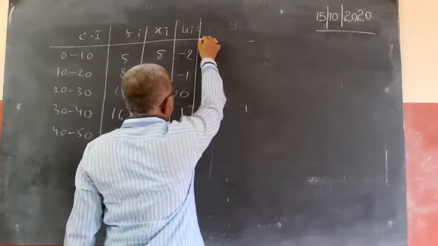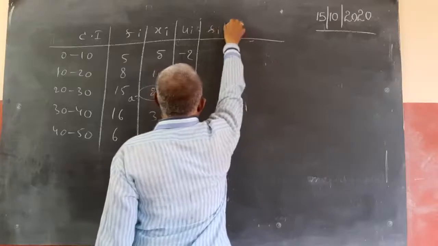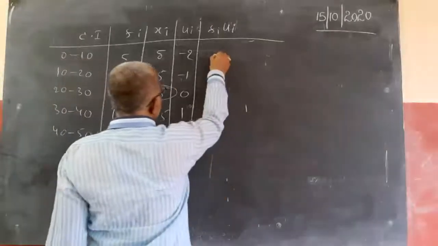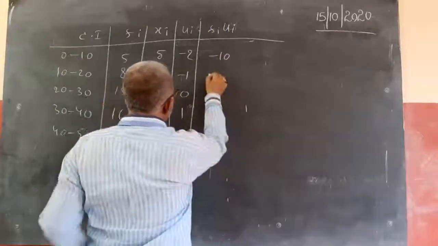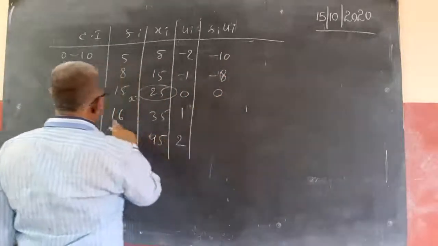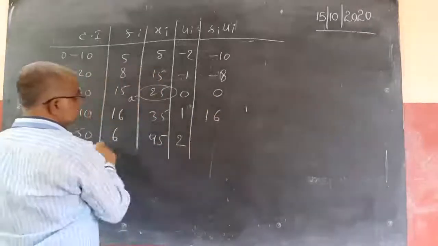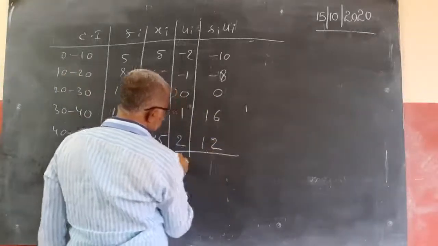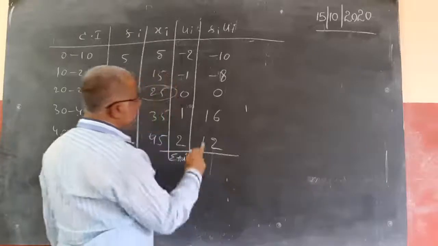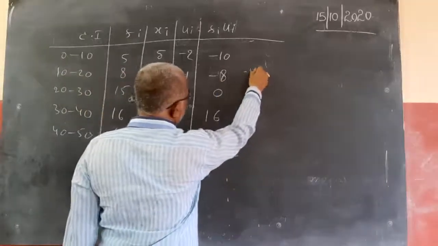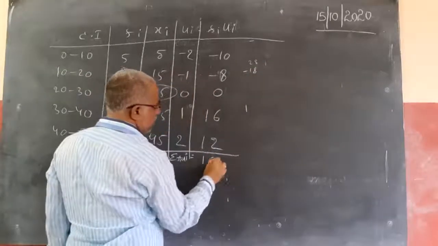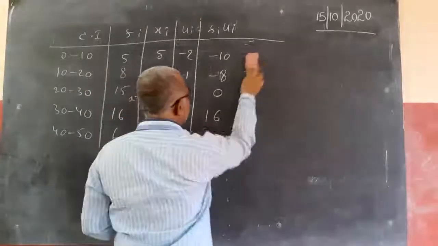Now I need fi into ui. So multiply: 5 into minus 2 is minus 10, 8 into minus 1 is minus 8, next 0 into 15 is 0, 16 into 1 is 16, 6 into 2 is 12. By adding this, minus 18 and 28, sigma fi ui becomes plus 10.